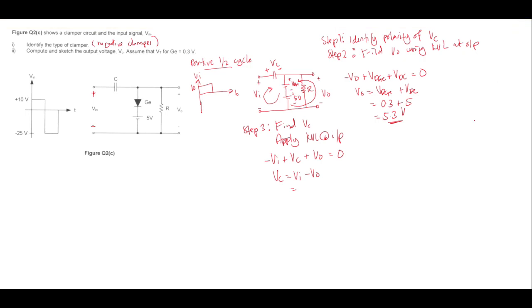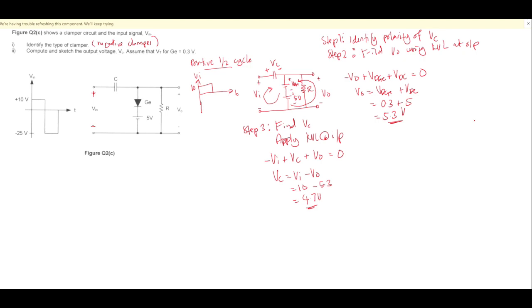Okay, Vi minus Vout. In this case, your Vi is 10 volt, right? For the positive half cycle, 10 volt. Minus Vout. Just now you got 5.3 volt, right? So 10 minus 5.3, you will get 4.7 volt, right? Okay, we're done for the positive half cycle.